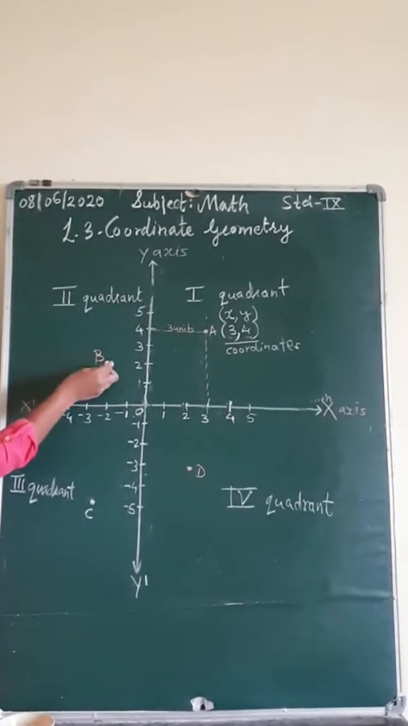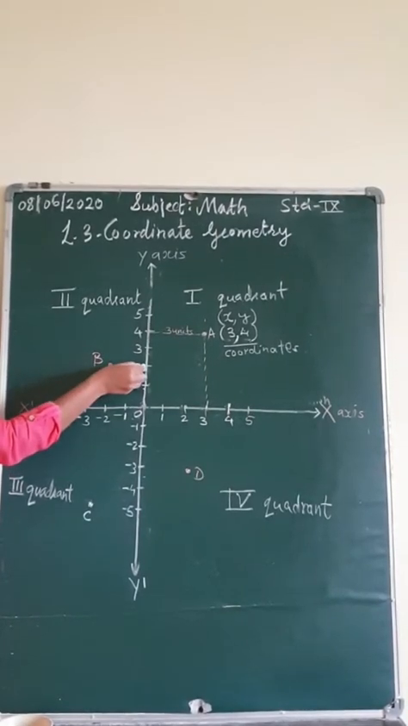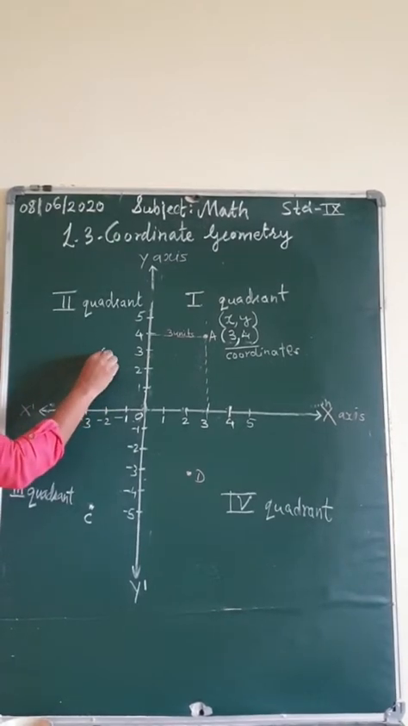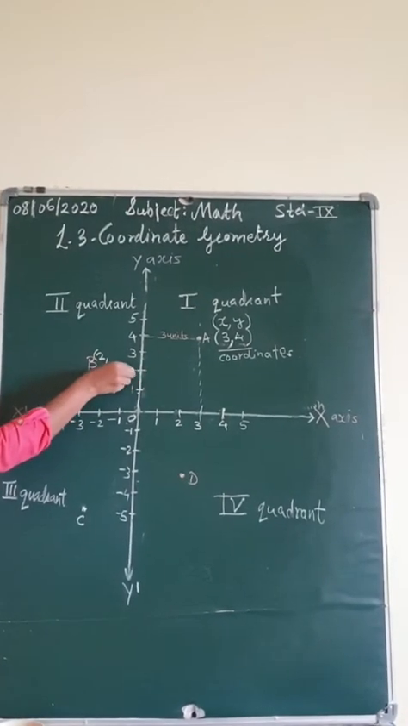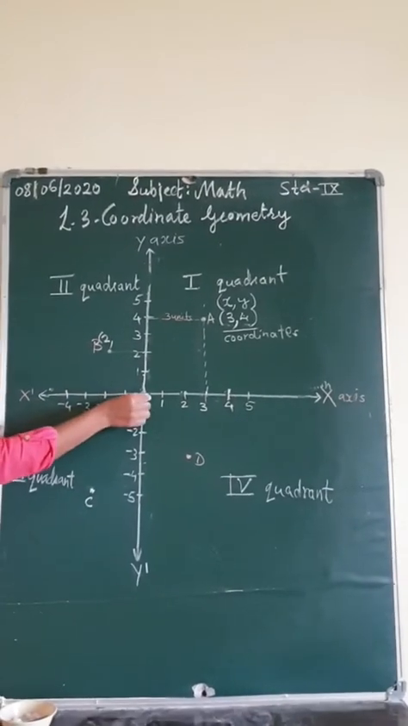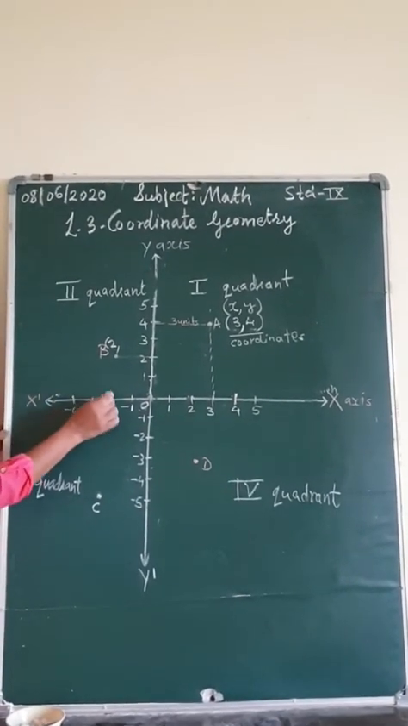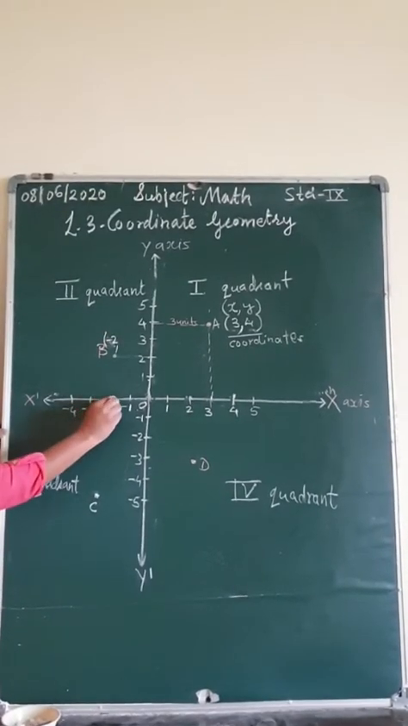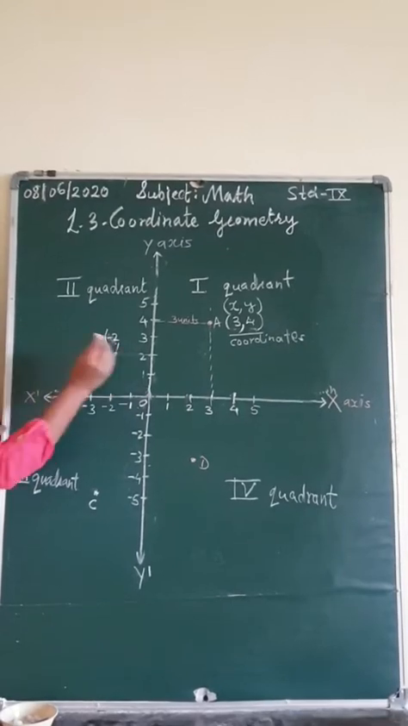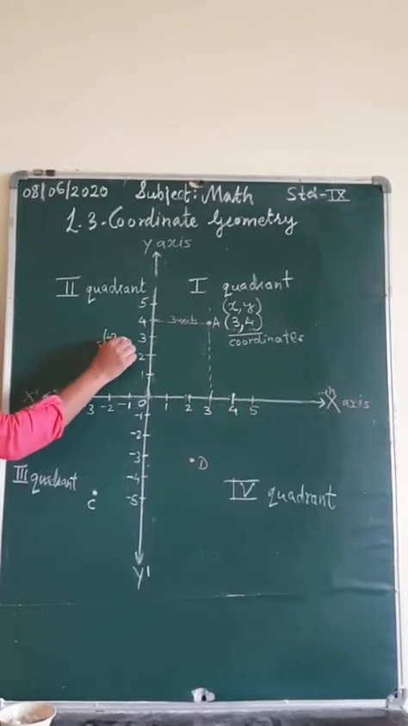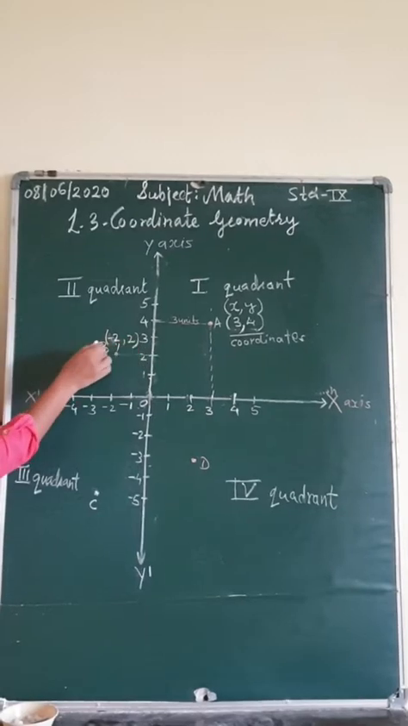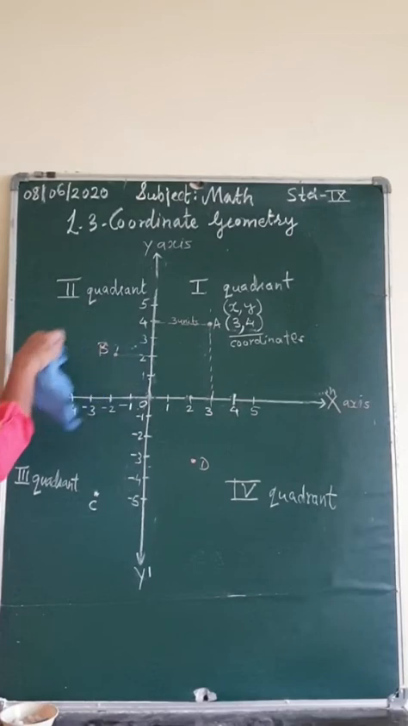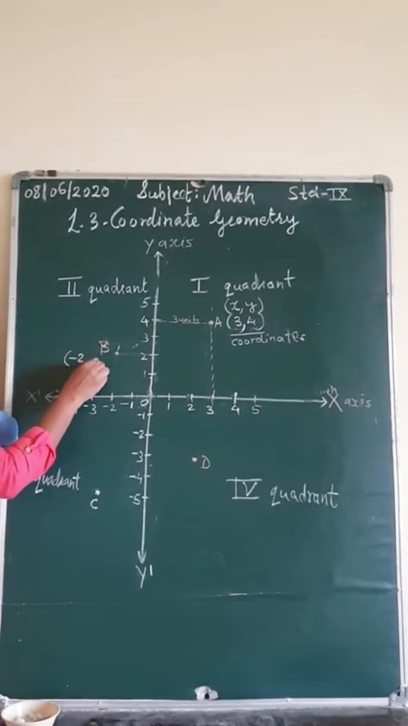Now point B. If you see, point B is horizontally how far away? It is 2 horizontally, but it is in negative direction, so it is -2. Now vertically how far is it? That is 2 in positive direction. So what are the coordinates of point B? The coordinates of point B are, I'll write it here, -2, 2.